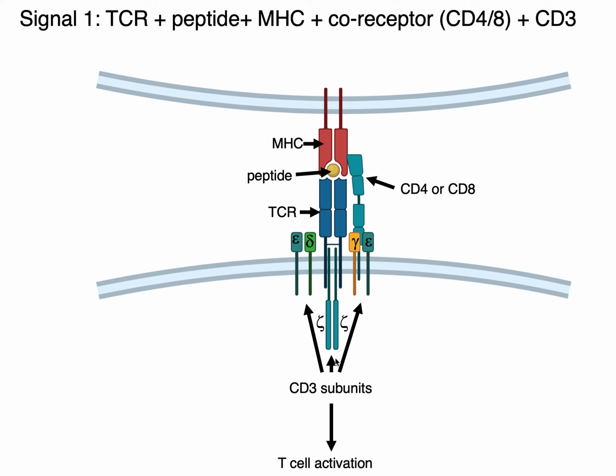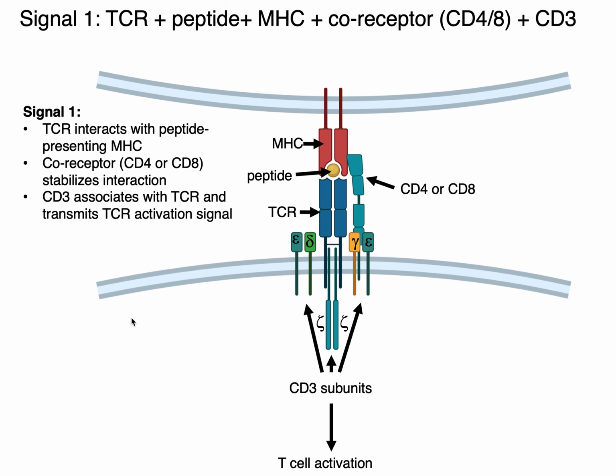The reason I bring up CD3 at this juncture is that CD3 is the defining marker for a T cell. And so when you see a diagnostic assay that indicates CD3 positive cells, what that assay is referring to are T cells. T cells also have to receive other signals. So this is just a summary of what I just said. The TCR interacts with peptide-presenting MHC, the co-receptor stabilizes the interaction, and CD3 transmits the signal into the cell.